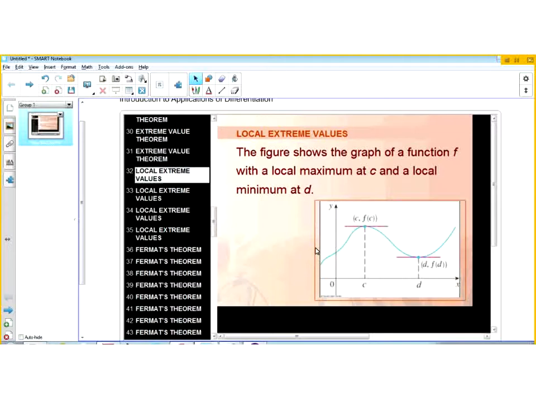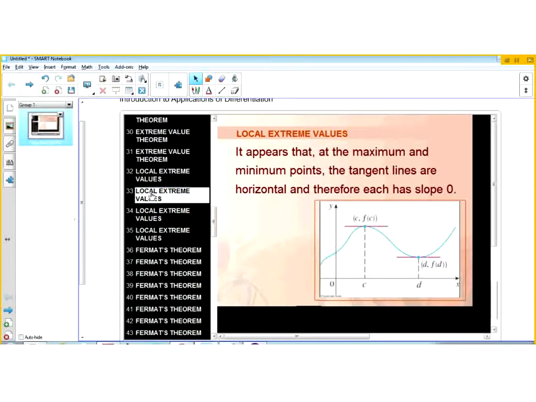All right, so here we have a graph of a hypothetical function with a local maximum at C and a local minimum at D. Now, if we look at the tangent lines drawn at the local max and the local min, the tangent lines are horizontal and they have slope of 0.